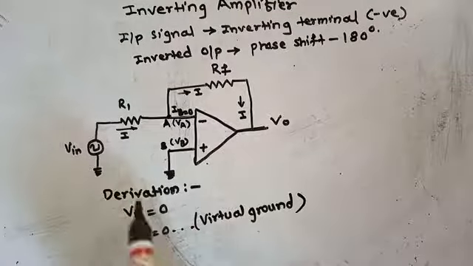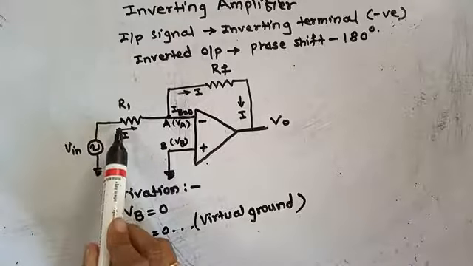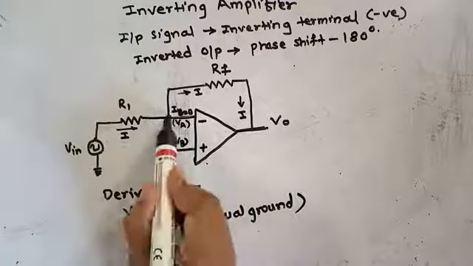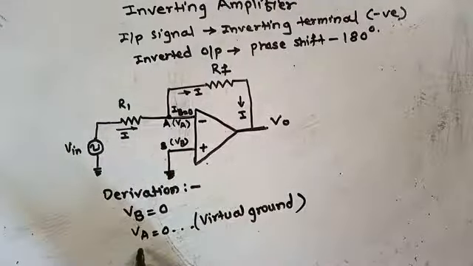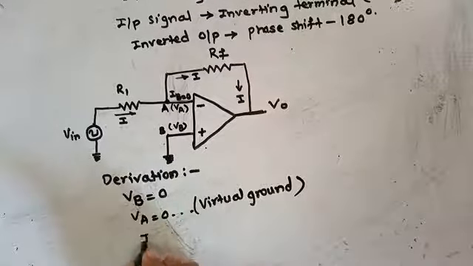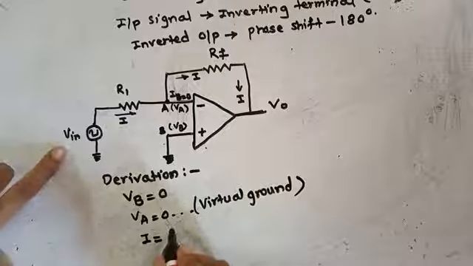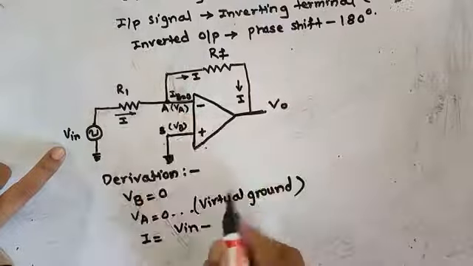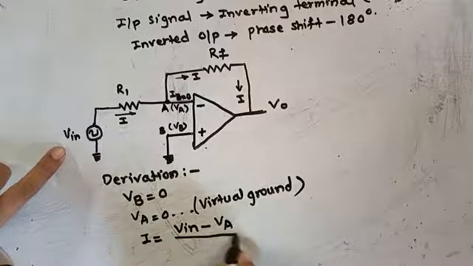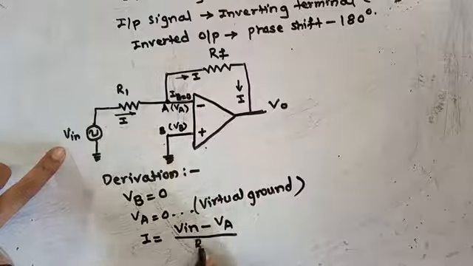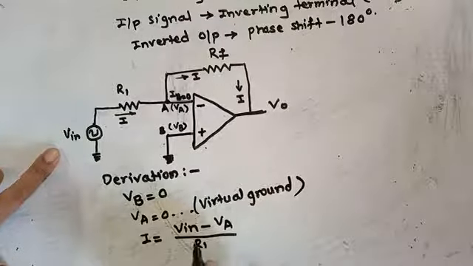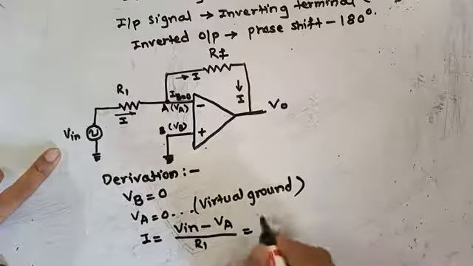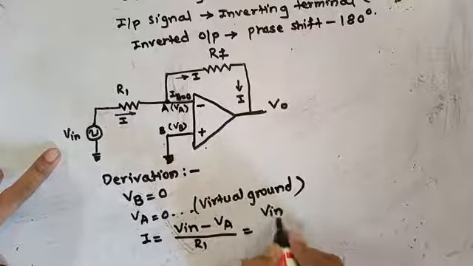Now we can find the current flowing through this branch, from this point to this point. So what is I for this? I is equal to V in minus the voltage at this point, VA, upon the resistor. Here the resistor is R1. But we know that VA is equal to 0 due to the virtual ground concept, so I is equal to V in upon R1.